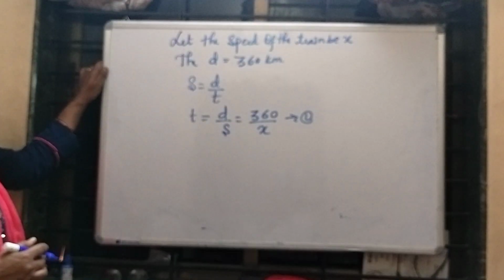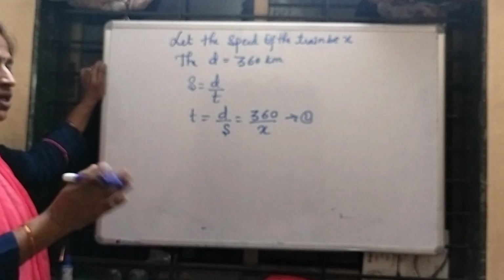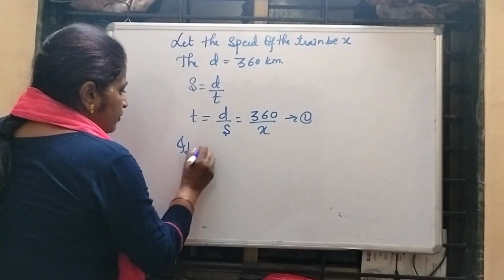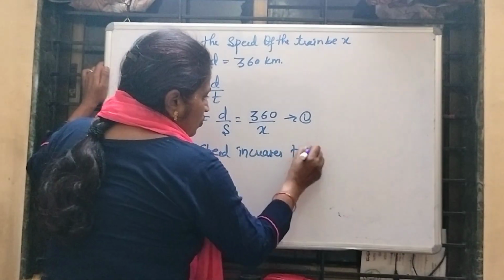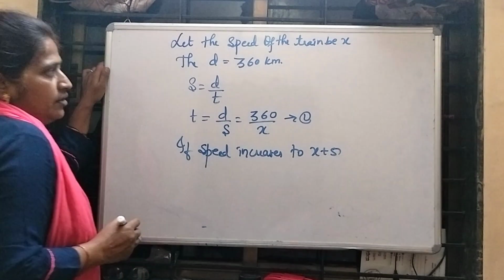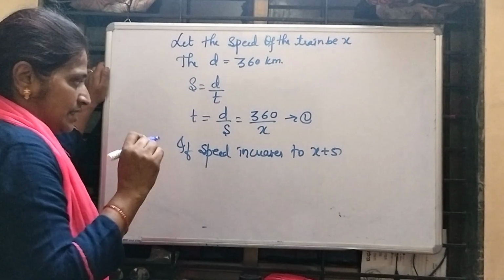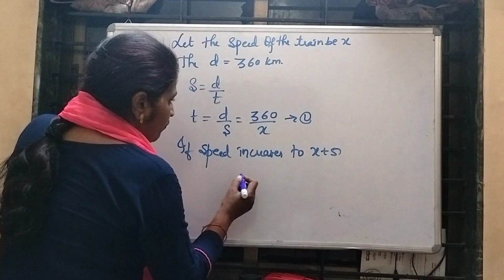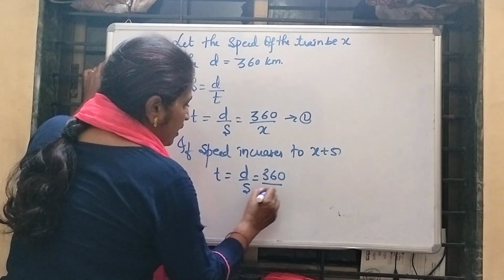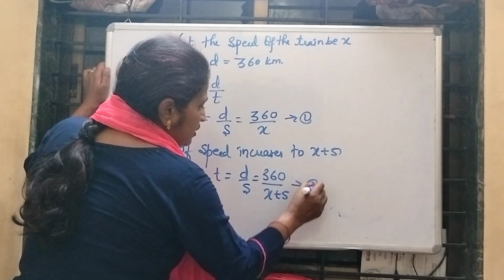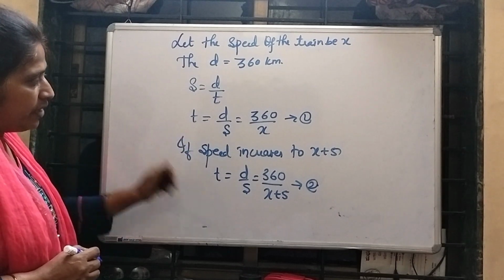Now the question says, if the speed would have been increased by 5 kilometers per hour, that means if speed increases to x plus 5, then it would have taken 1 hour less. That means now t is equal to d by s, which is 360 by x plus 5. This is equation 2. Both are equal to t now.